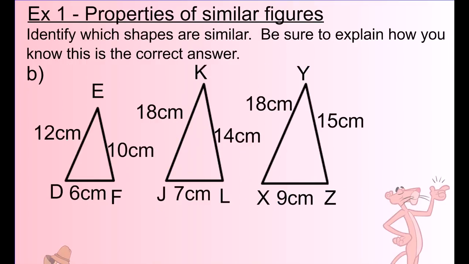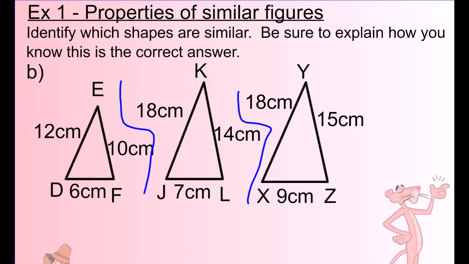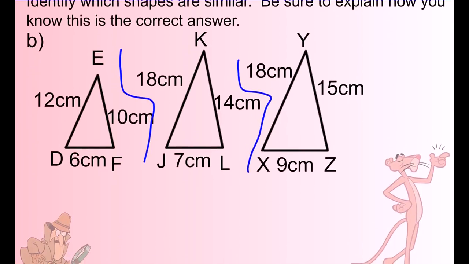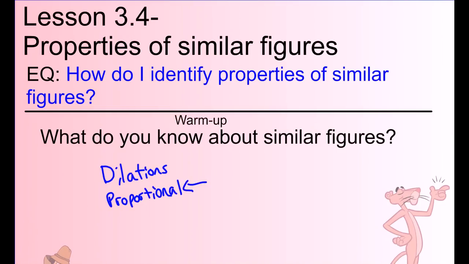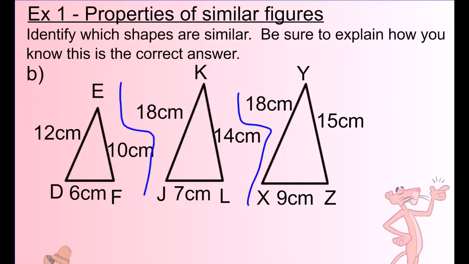Example B. We have 3 triangles here and a little cramped. There we go. So I have D, E, F, J, K, L, and X, Y, Z. And I want to know which of these shapes are similar. So the first thing I'm going to do is remind you that similar figures are proportional. So if similar figures are proportional, we can use a proportion to determine if they are similar. Because if we set up a proportion and we cross multiply and it doesn't work out to something good, then the shapes aren't similar.